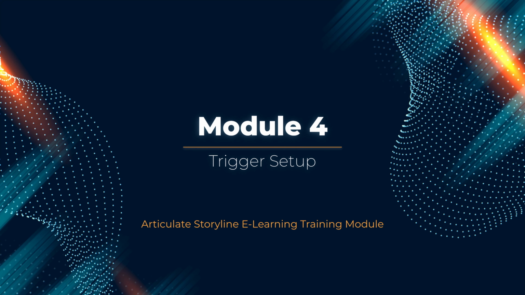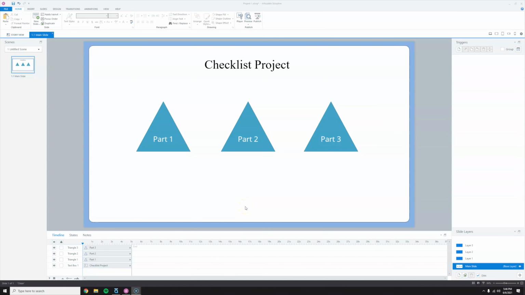Welcome back, and here we are in Module 4 of the Articulate Storyline e-learning training module. In this module, we're going to be going over the setup of triggers. Let's dive right in. So here we are in module number 4, and like I said before, in this module we're going to be setting up our triggers, so let's get started.